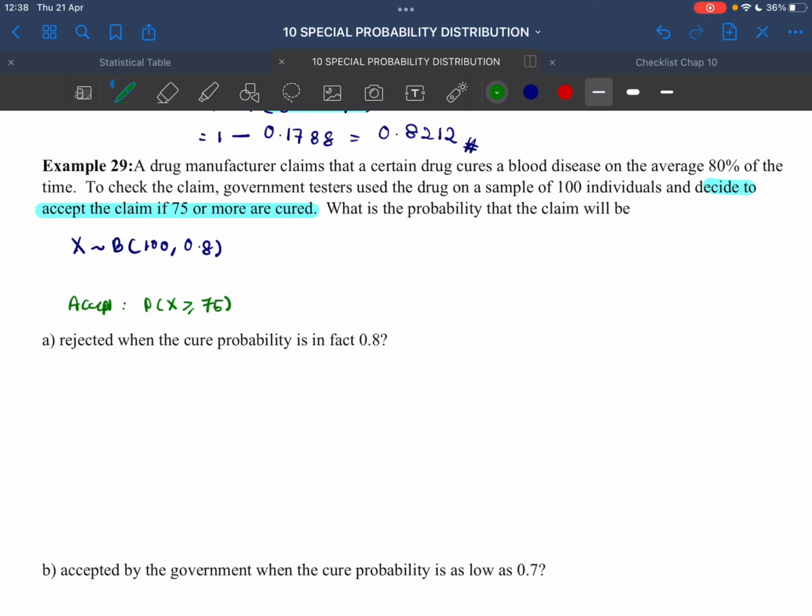Okay, so first thing first, we have to change our binomial to normal. Why? Because we see that our NP is equals to 100 multiplied by 0.8, we get 80, which is greater than 5. Okay, so find your NPQ. NPQ is supposed to be 16. Okay, now we are going to change from binomial to normal with mean 80 and variance 16.